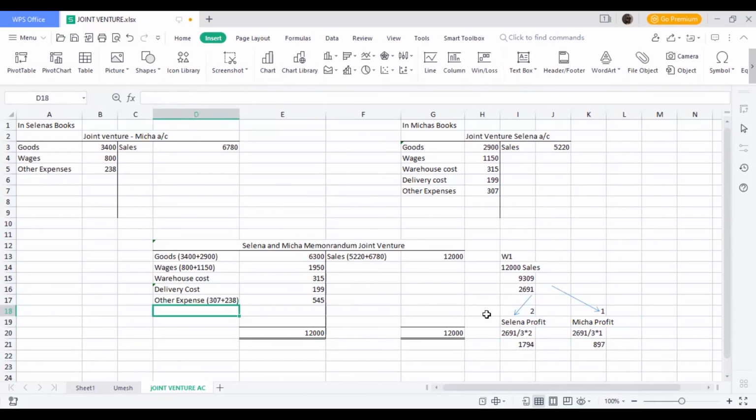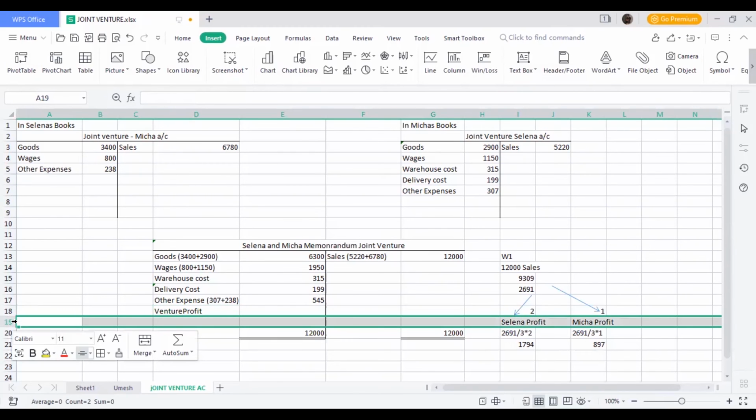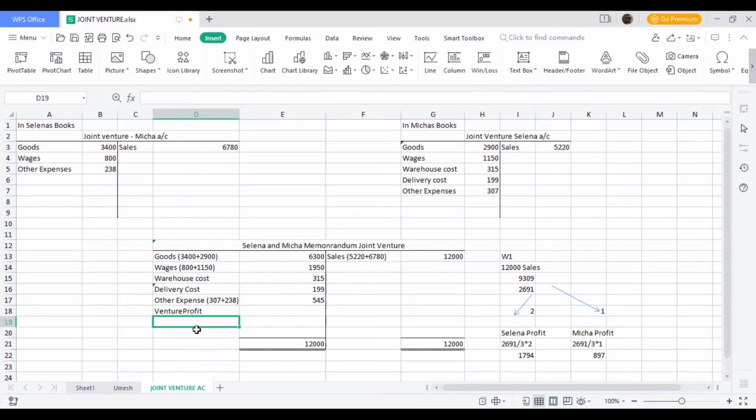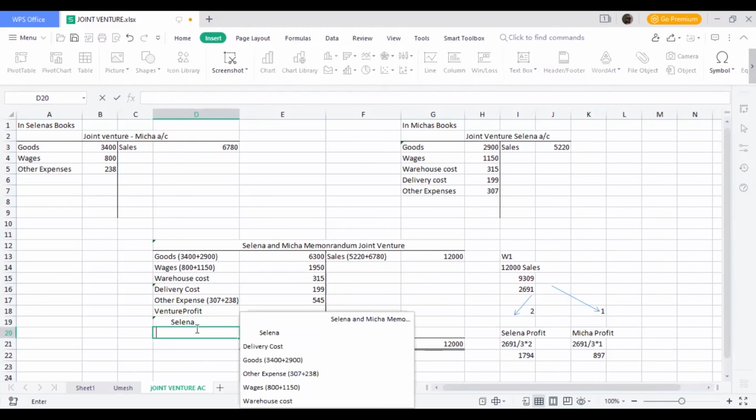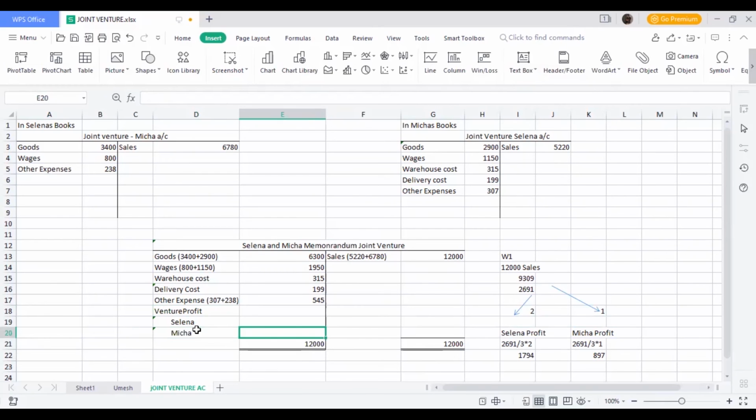So I'll write here profit. So we have two profits people have earned. One is venture, we should say venture profit. It's better I put one more column to make it much more understandable. So here I'll write Selena. Here I'll write Micha. To make the sum balancing, 1794 and 897. Not yet done. Now we have done the memorandum joint venture.